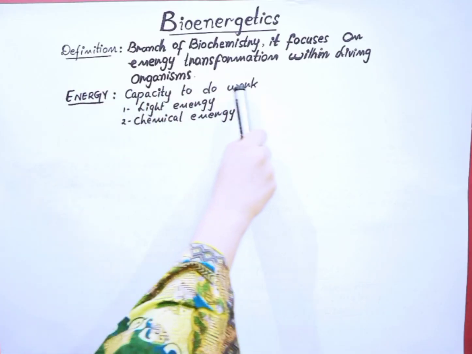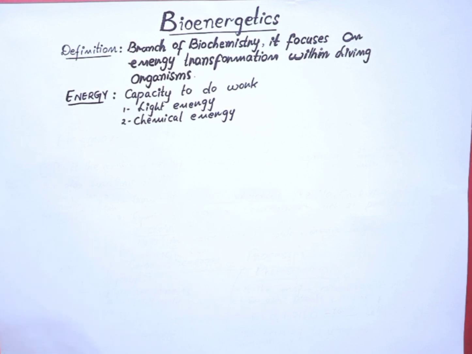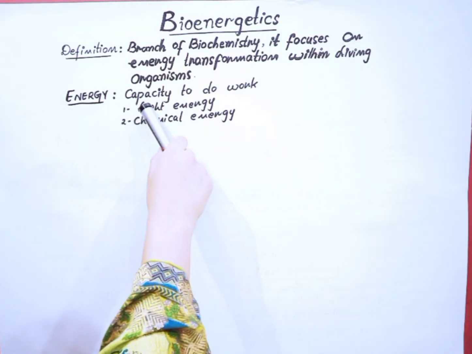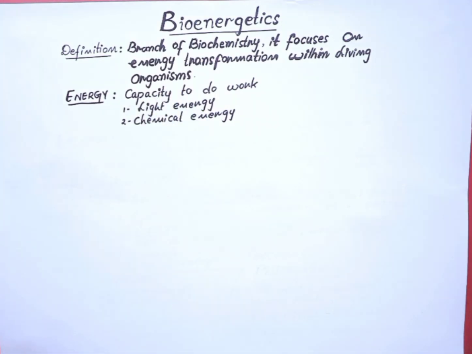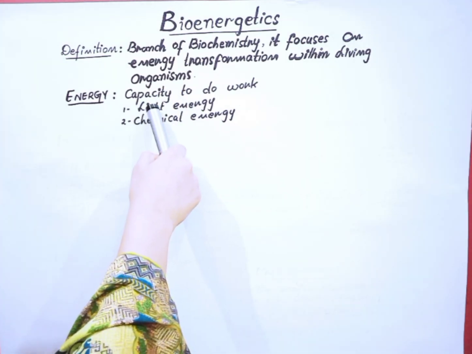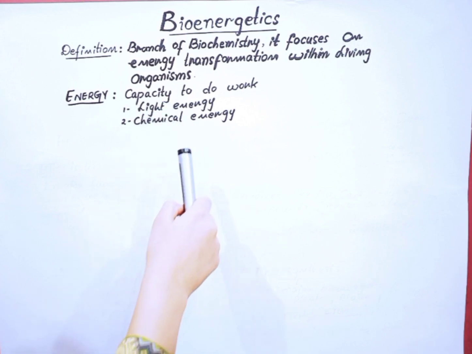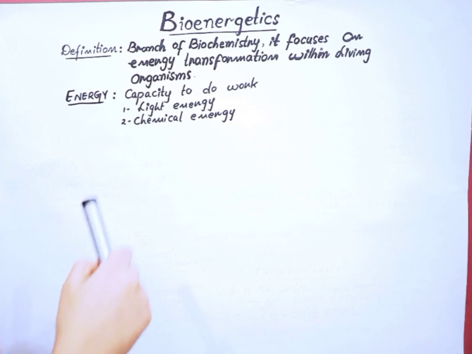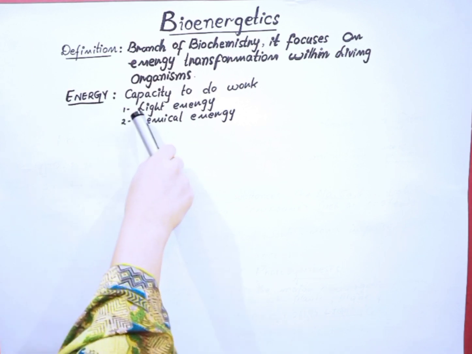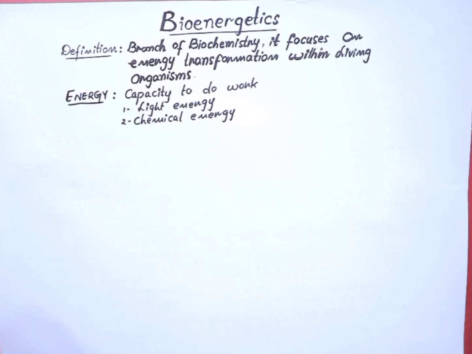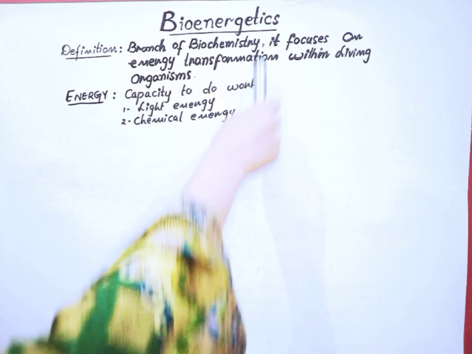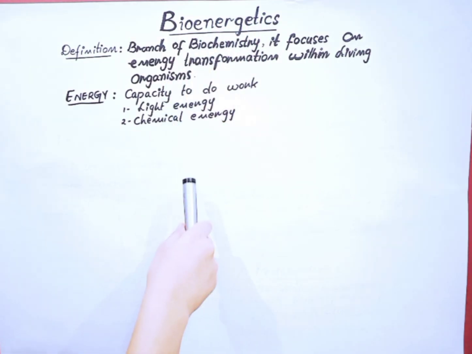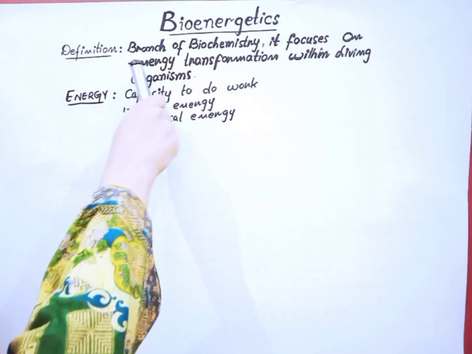Energy is the capacity to do work, the ability to do work. And we have two types of energy, light energy and chemical energy. Light energy, which comes from the sun or solar energy, and chemical energy. All living organisms utilize this solar energy or light energy either directly or indirectly. But within the living system, we cannot use this light energy directly. We have to convert it into chemical energy. And in bioenergetics, we will learn all the transformations and all the mechanisms of these transformations of energy.